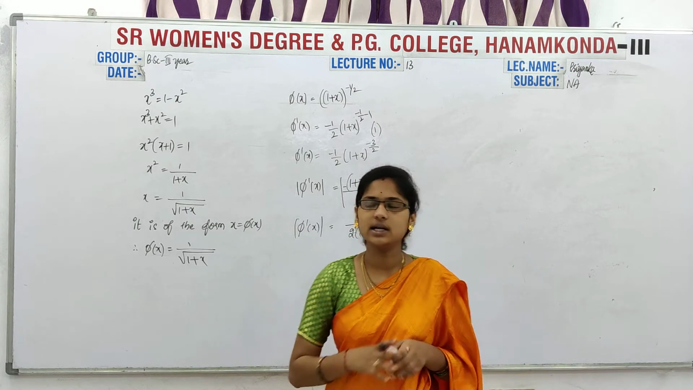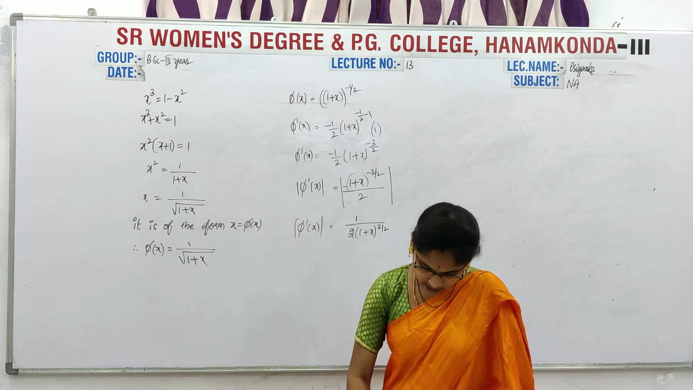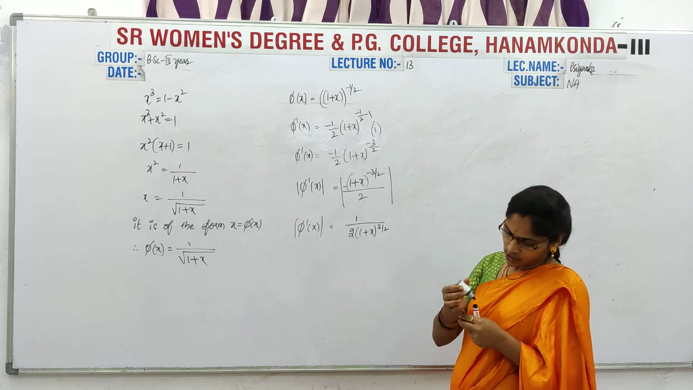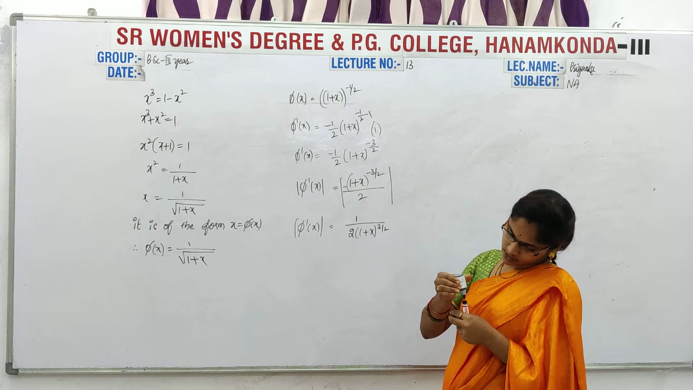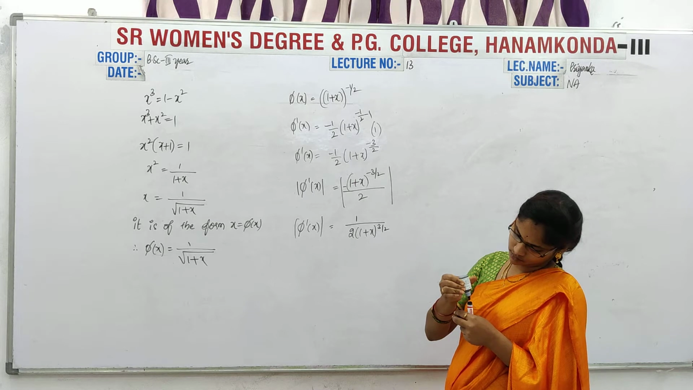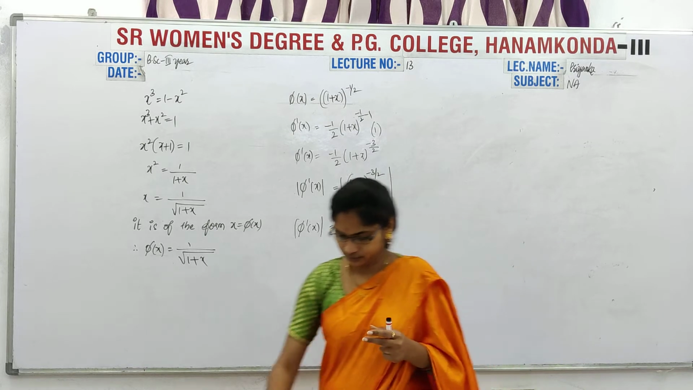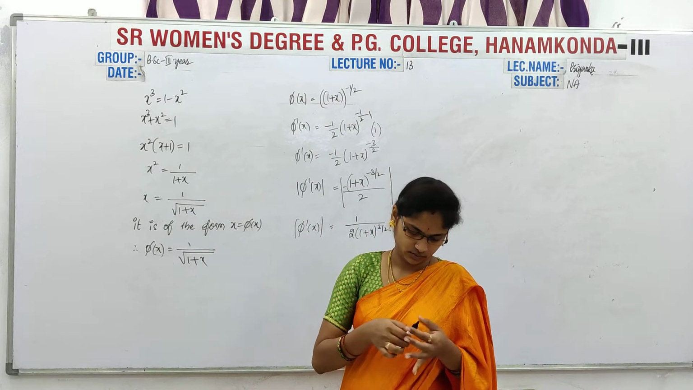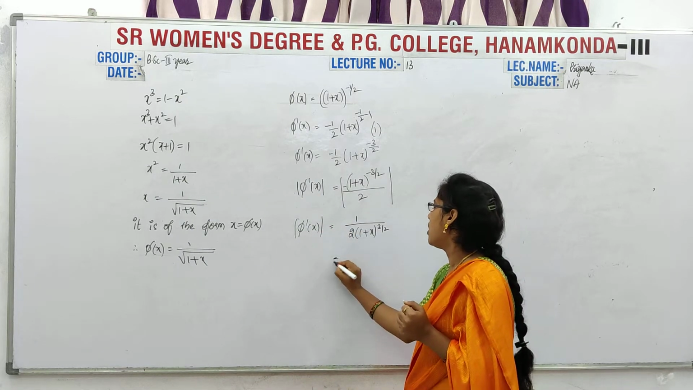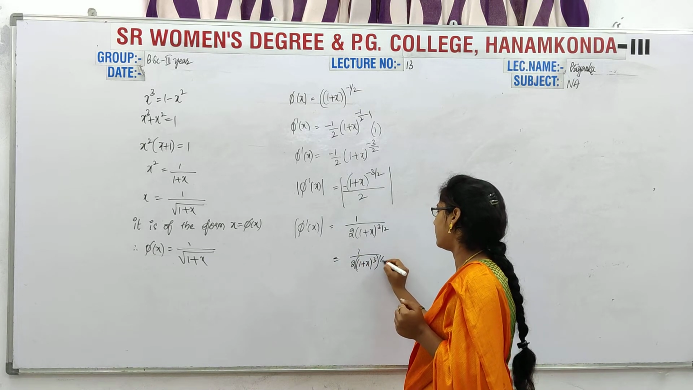And I consider here the interval as 0 and 1 now. So with 0 and 1, if you put x equal to 0, then what will you get? I will get 1 plus 0 means 1. So 1 power something will be 1 only, right? So now here I am writing it as 1 by 2 of 1 plus x whole cube, whole power 1 by 2. Okay.